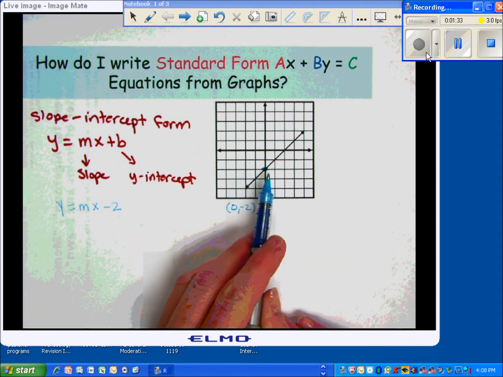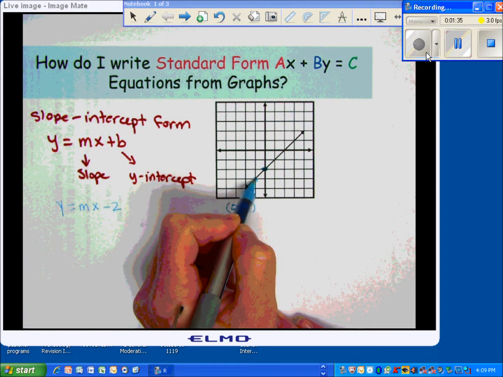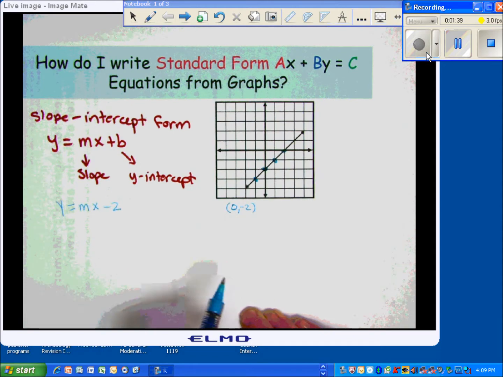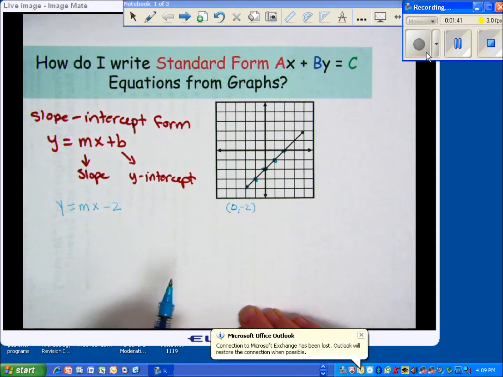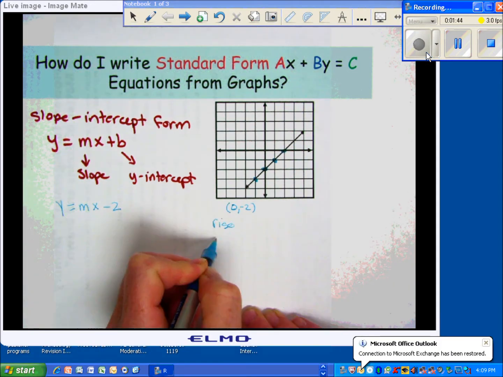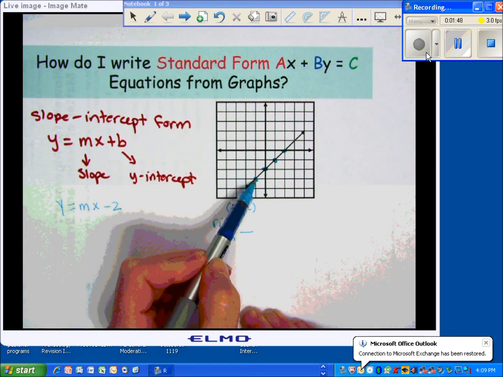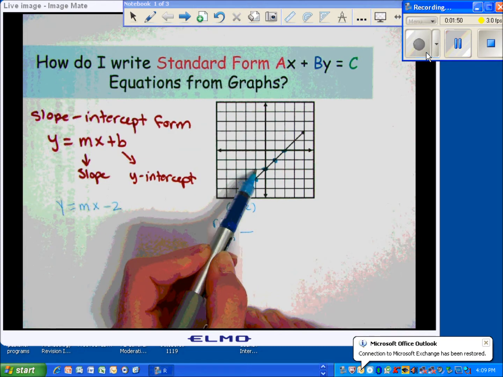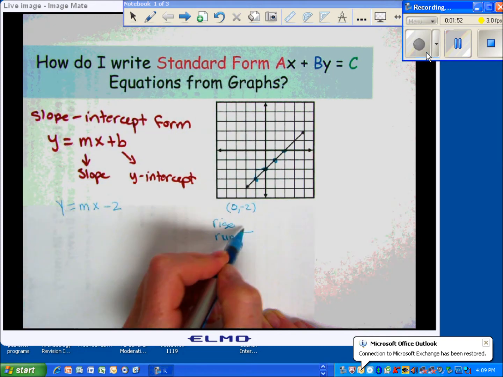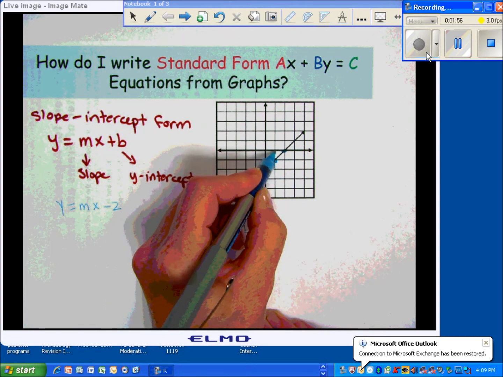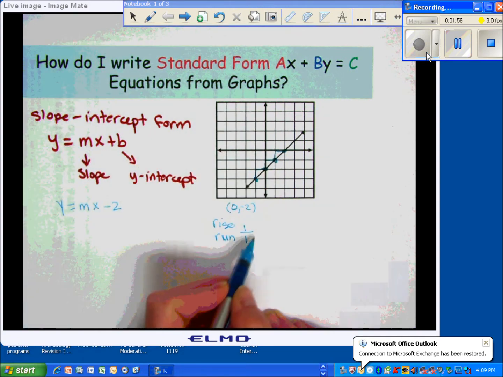So now I'm going to go back to my line and I'm going to pick out a couple of other distinct points along that line so that I can rise and run between them to figure out the slope. So I'm going to set this up because I'm looking for my rise and my run. I'm going to start here, and if I rise this far, I've risen 1 and I run 1. Let me just check that to make sure I have that right. Rise 1, run 1. Rise 1, run 1. So that must be my slope.